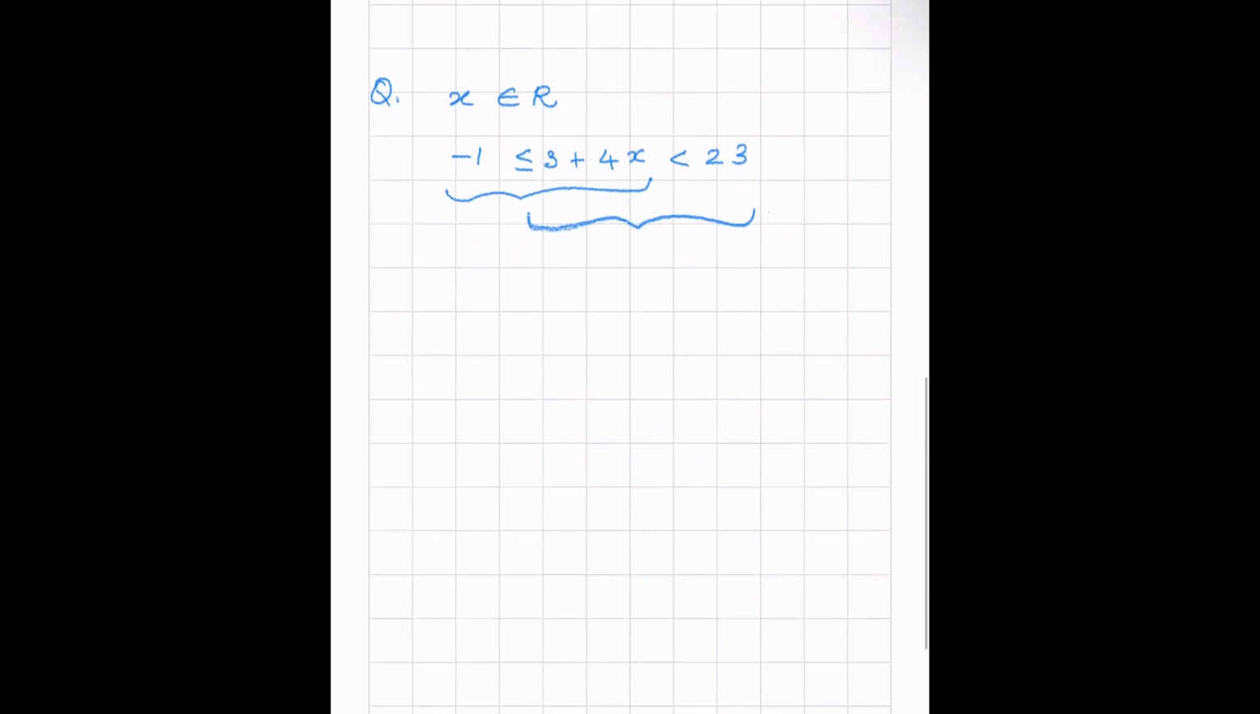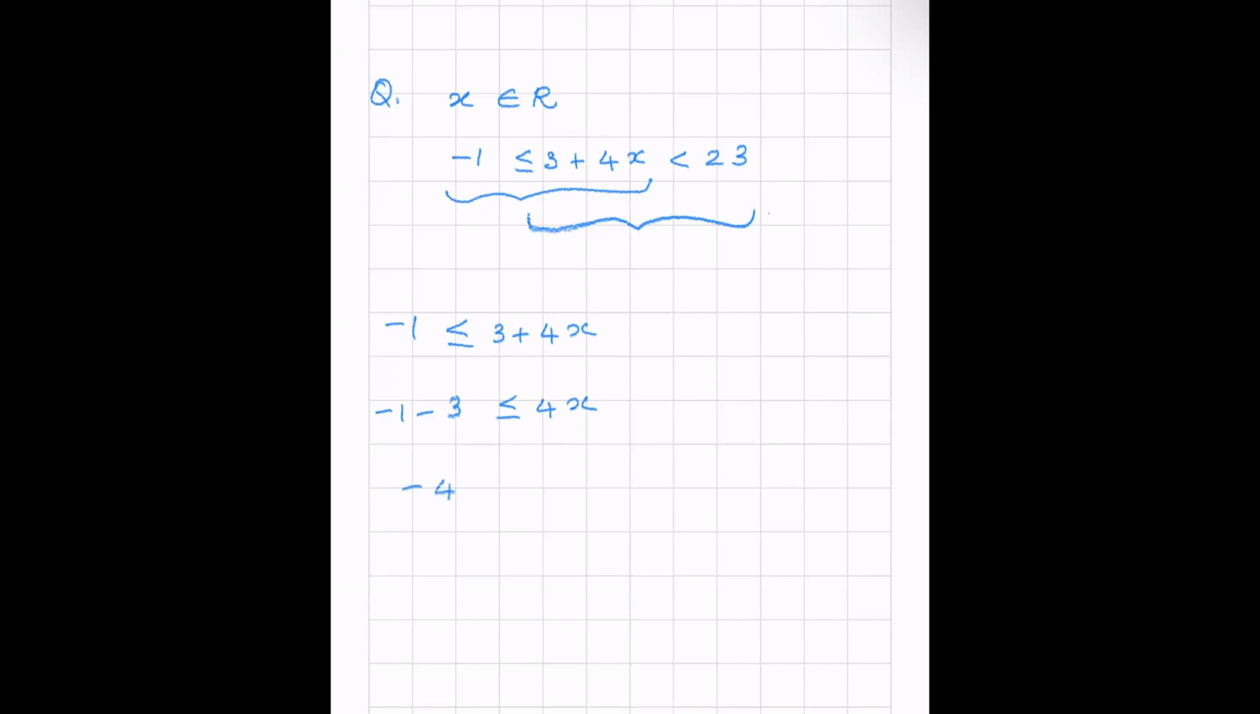So let's start. It will be -1 less than or equal to 3 plus 4x. Then bring 3 to the left hand side. I get -1 minus 3 less than or equal to 4x, so -4 less than or equal to 4x. Divide by 4, and I get -1 less than or equal to x. Just wait there and come to the next second part.